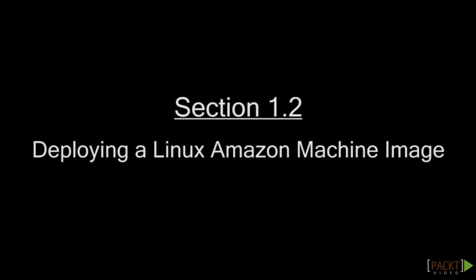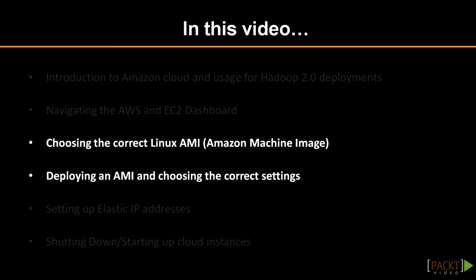We also navigated the AWS and EC2 dashboard. In this video, video number 2, we will be talking about how to choose the correct Linux Amazon Machine Image, or AMI, and also how to deploy the AMI and choose the correct settings.